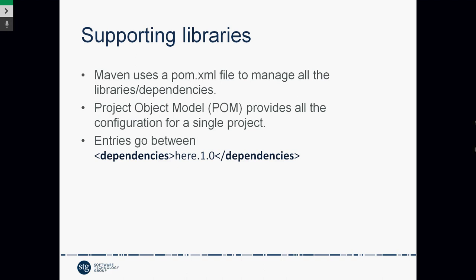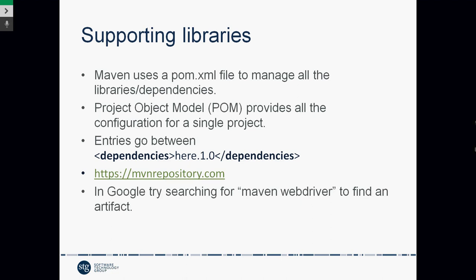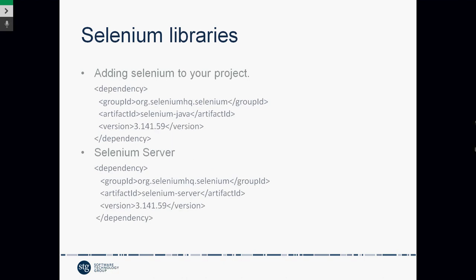Your dependencies are pretty easy to declare: dependencies, and your dependency version. If you go to Maven repository, that has all the open source libraries out there that you would ever need to pretty much automate anything that you would think of. Or you can just go to Google and do a search, Maven WebDriver. Once you find the artifact, it'll give you something like this. This is what you would add to your POM file. Once you add it, if you enable auto import, it'll start downloading these library versions. If you want to change your version, you can change your version. It's not too bad. It's pretty easy to do.